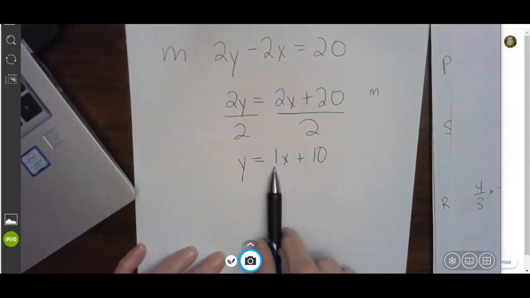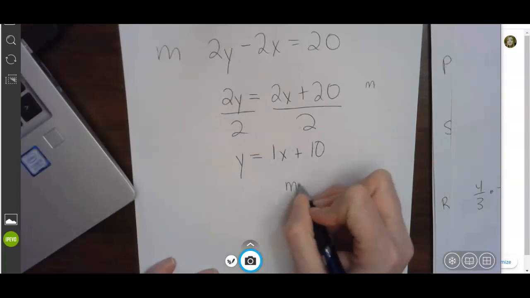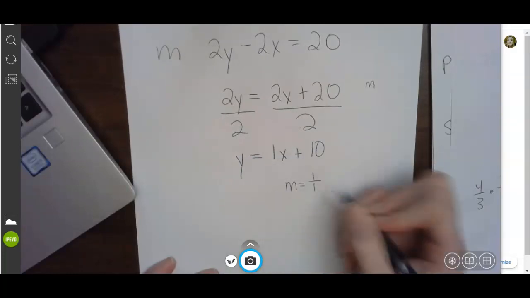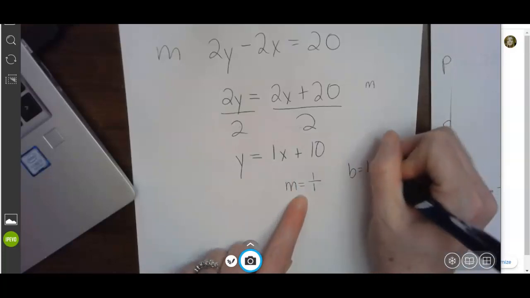Now this is our M. Our M is equal to 1. Or how do you get 1 over what? How do you make that a fraction? You have 1 over 1. So your M is equal to 1 over 1 because that's going to be the 1x. And your B is equal to positive 10.